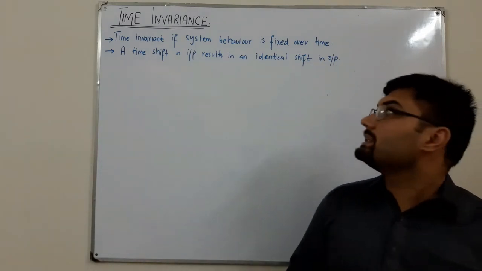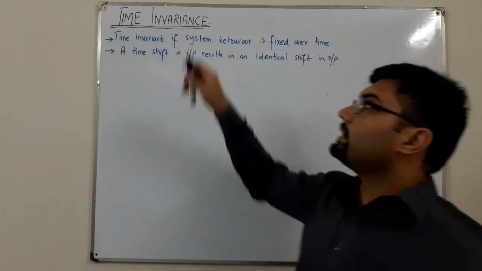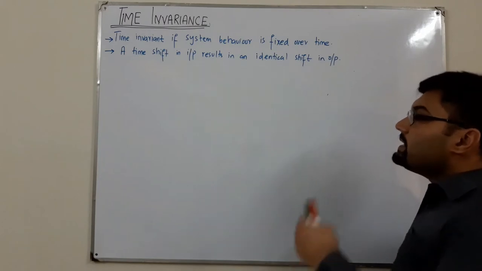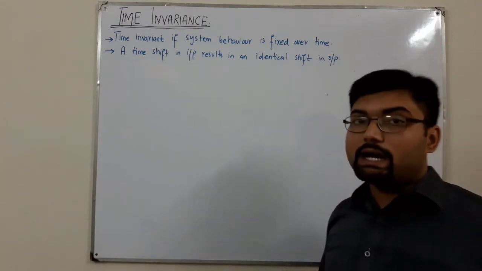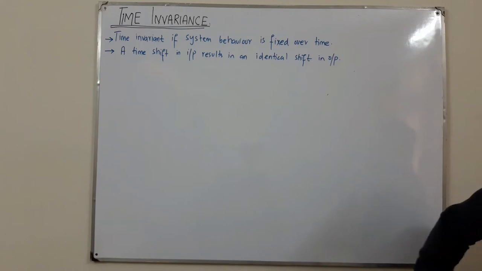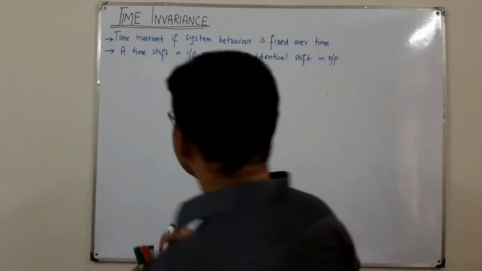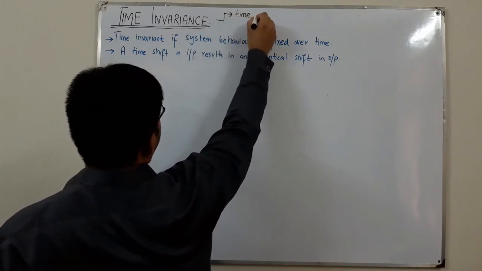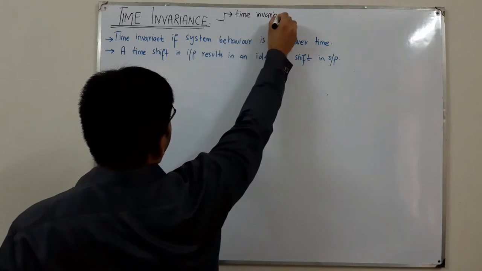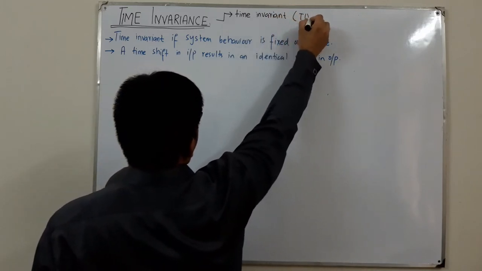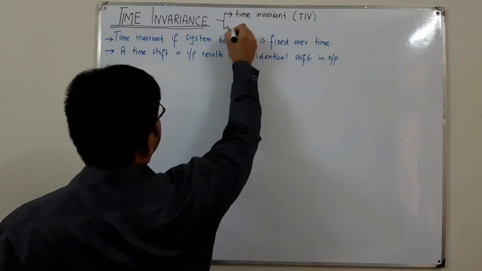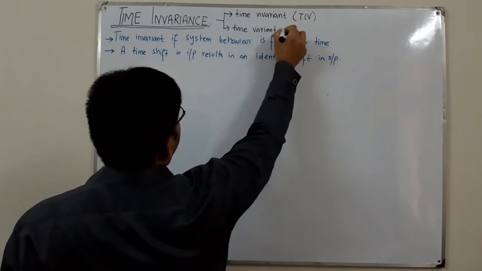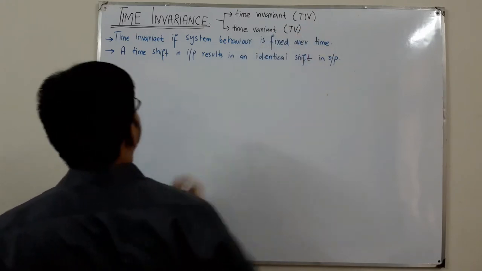And today, with the next property, that is time invariance. So, this basically is the second last property. Now, based on this property, we have two types of systems. Either the system could be time variant or it could be time invariant. We could either have a time invariant system, which I would be denoting by a TIV, and we could have a time variant system, which I would be denoting by a TV.